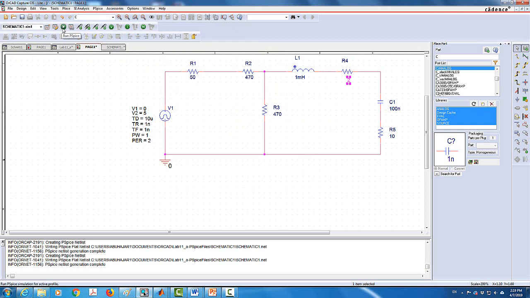I'm going to start by measuring the current. So I'm going to measure the inductor's current. I'm going to measure the current at the inductor. So I will add the current probe over here to measure the current through the inductor, and then I will say run.